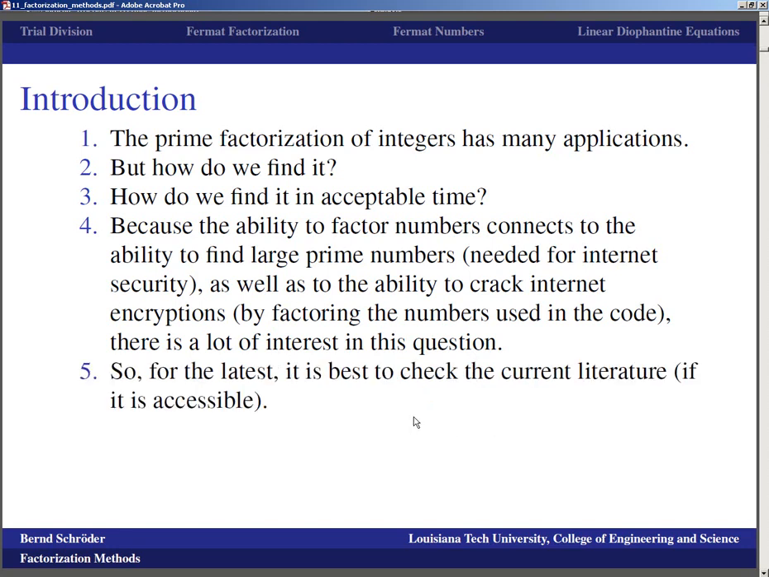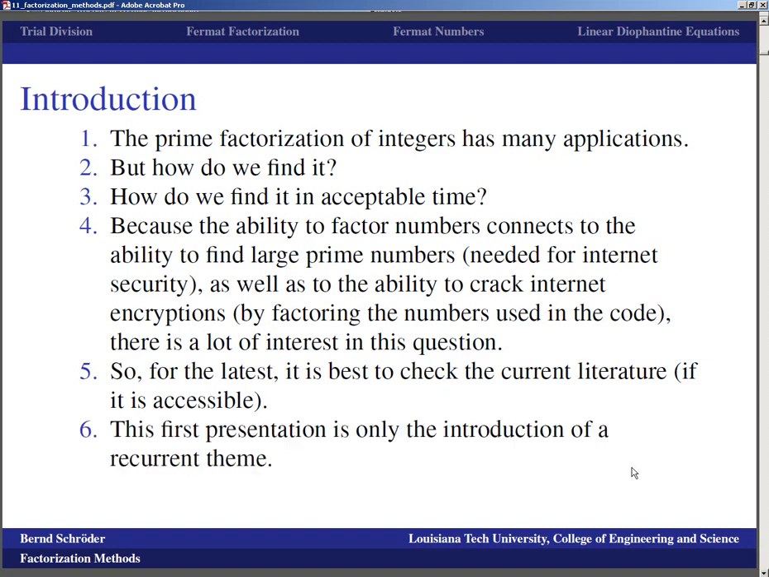And so for the latest on this field, it's best to check the current literature if you can access it. That doesn't necessarily mean that your library is poor, but I'm quite certain that some of that literature is classified and therefore will not see the light of day until some declassification date, because intelligence agencies certainly are just as interested in these kinds of factorizations as private enterprise is.